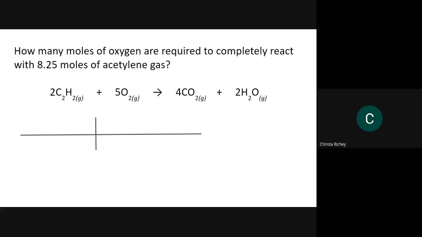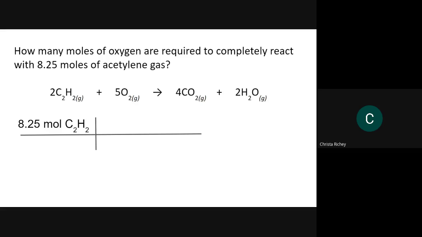All right, so things that react are reactants. They're on the left side of the arrow. The things that are produced are the products. They're on the right-hand side of the arrow. In this case, we want to know how many moles of oxygen are required to react with the acetylene gas, which is the C2H2. The letter G just means it's a gas, S is a solid, L is a liquid, AQ is aqueous, which is similar to a liquid, but it's not water. Looks like water, but it's not. Drink it, you're gonna die.